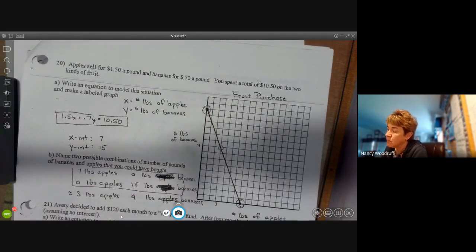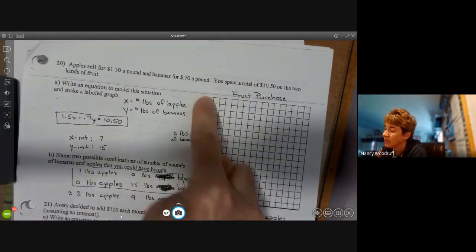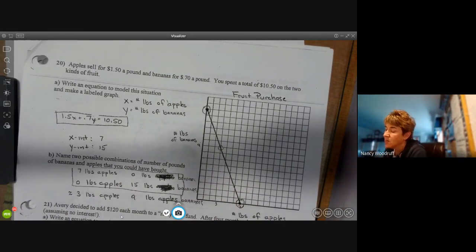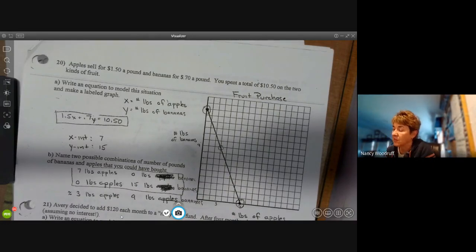And every point on this segment, because it would not have arrows, because it wouldn't make sense to go into the negative. So on this line segment, every point represents a combination of pounds of apples and pounds of bananas that would add to $10.50.